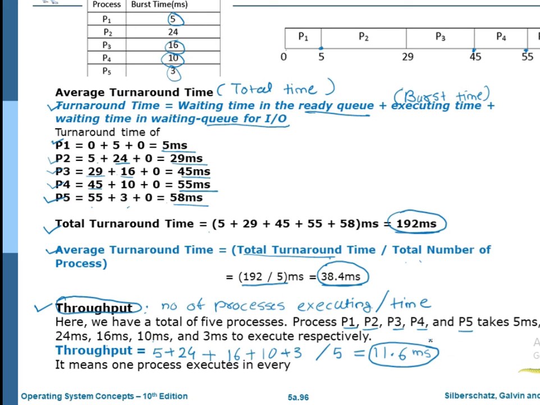In this way we have calculated waiting time, average waiting time, average turnaround time and throughput. Hope you have understood the thing.